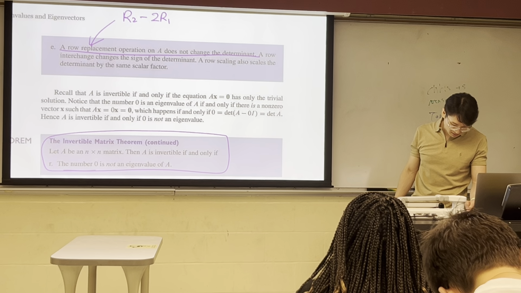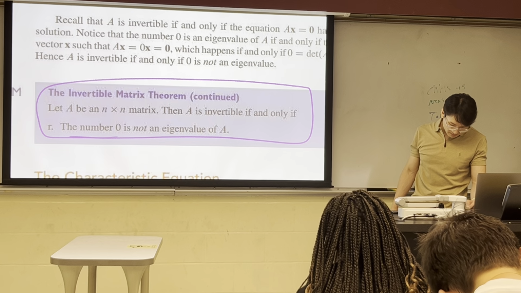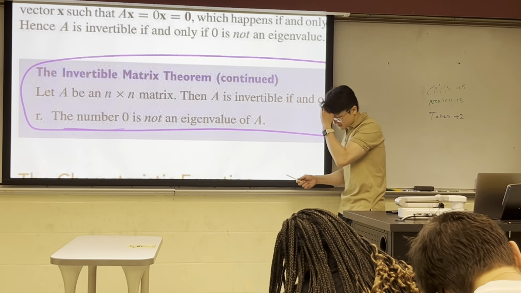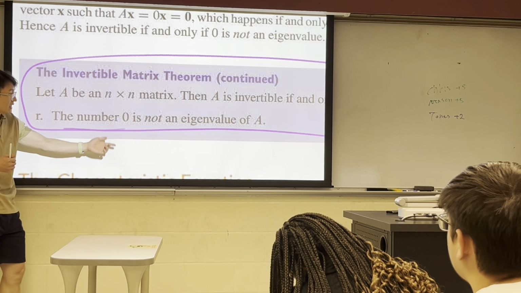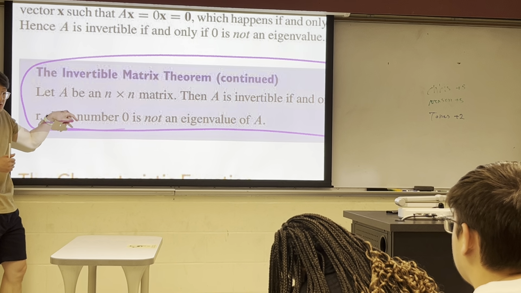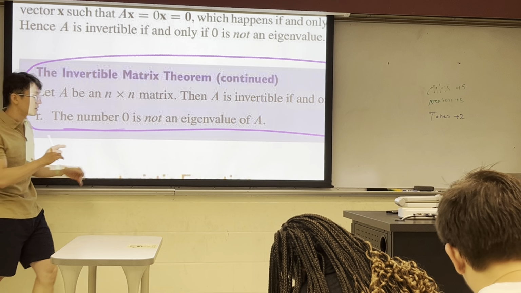One second. So we got 0 as one of the eigenvalues, right? Okay, that means the given matrix is not invertible. That was what I was trying to say.